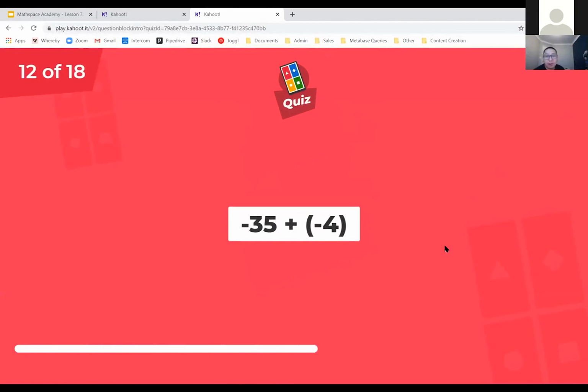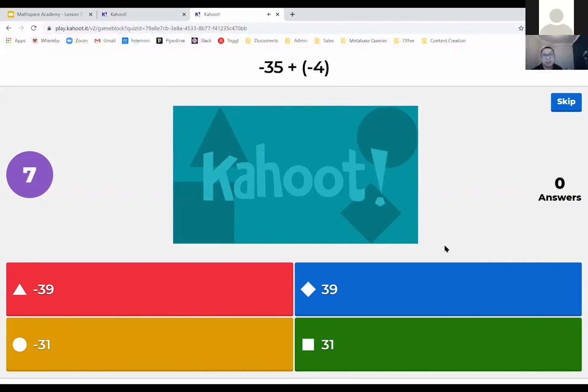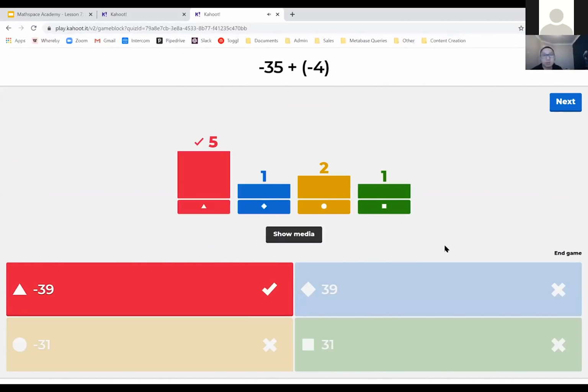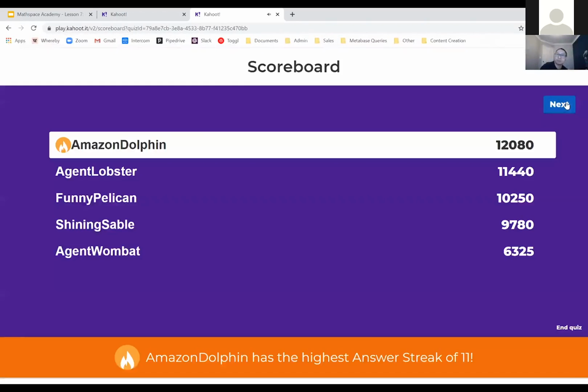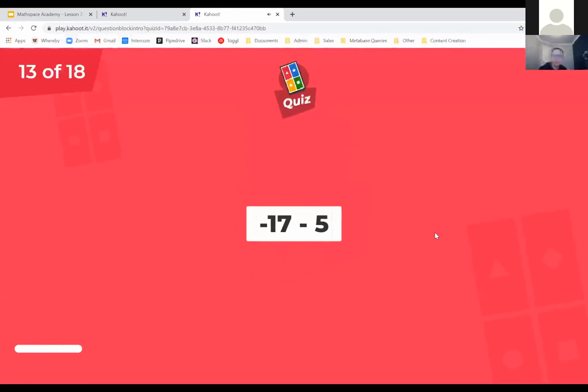All right, negative 35 plus negative 4. When you add a negative, it's the same as just taking away. So 35 take 4 is negative 39. Negative 17 take 5.